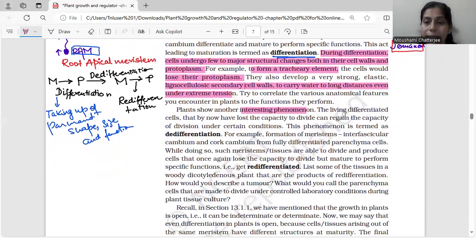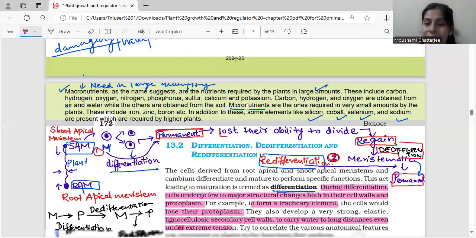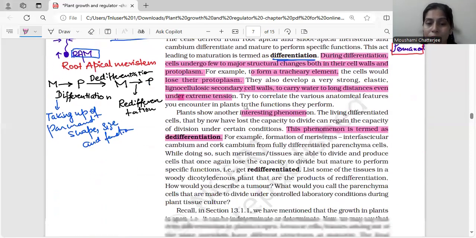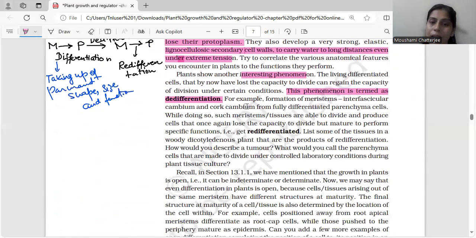What are these? The living differentiated cells that by now have lost the capacity to divide can regain the capacity to divide under certain conditions, and we call it dedifferentiation. Just now I told you what is dedifferentiation, when the permanent tissue is able to transform into meristematic tissue. Now the permanent tissue will regain its ability to divide and it is going to form meristematic tissue, and we call it dedifferentiation. Ability to regain the capacity, this is very, very important, under certain conditions.